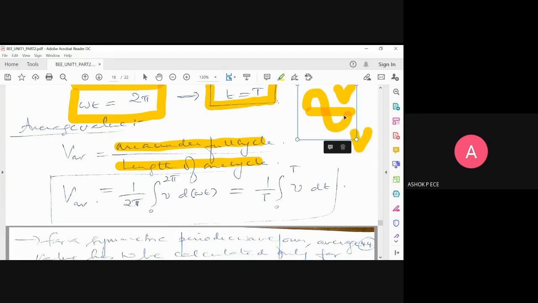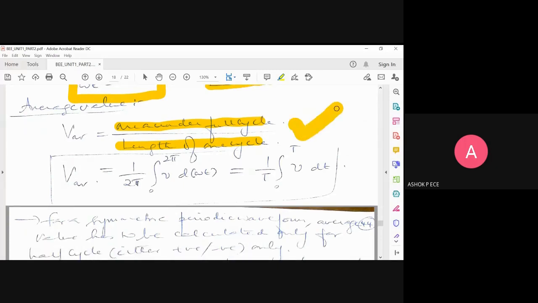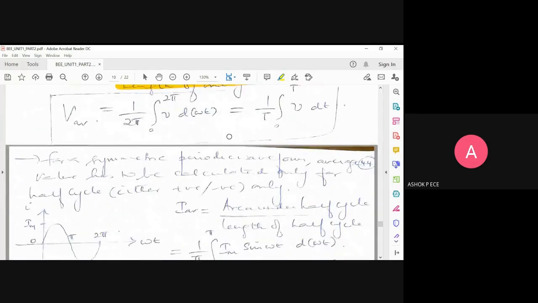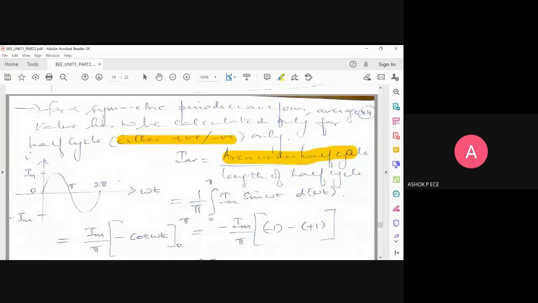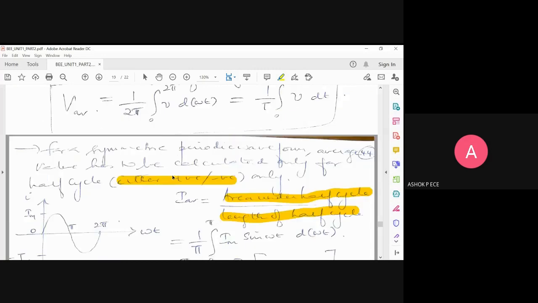So for signals alternating in polarity, what will we do? We won't take the full cycle, we will take only the half cycle. The actual formula is for the full cycle, but for sine waves and other periodic symmetrical waveforms where positive and negative half cycles come alternately, for those alone we take the half cycle calculation: area under the half cycle divided by the length of the half cycle. Is that clear why we take the half cycle?